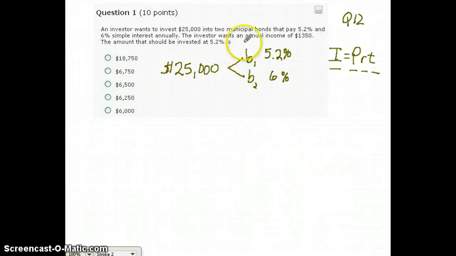Now we read in the problem that the investor wants an annual income of this. When he says annual income, he wants that much interest per year on his money. So he's going to invest in the 5.2% and the 6% bonds, and we'll use this formula. He wants a total each year of $1,350. By total, we mean the total of his interest in both investments.